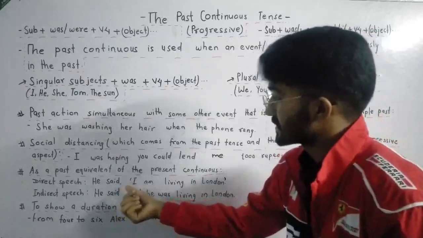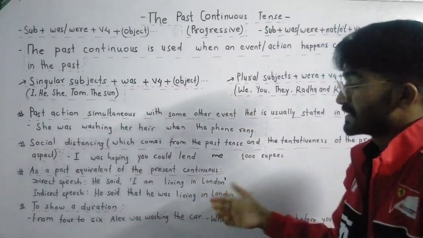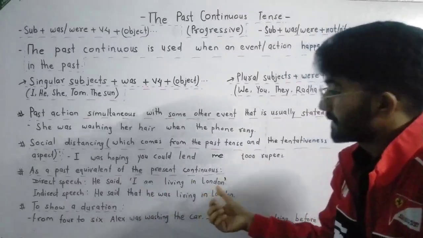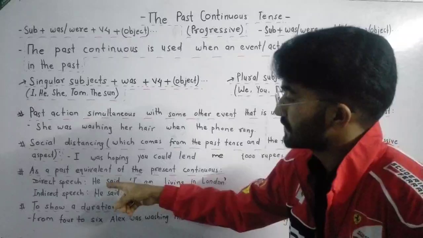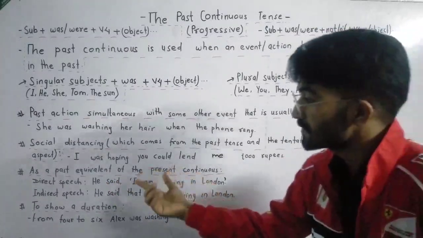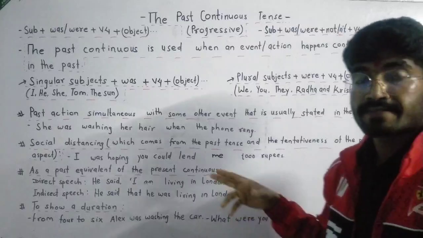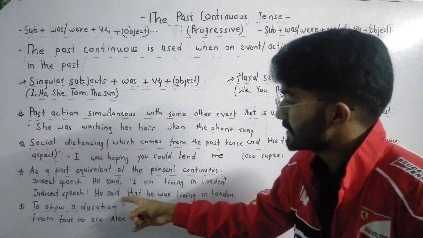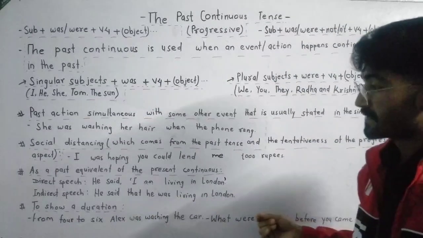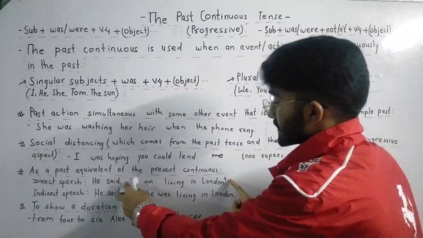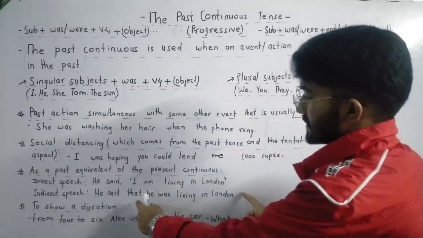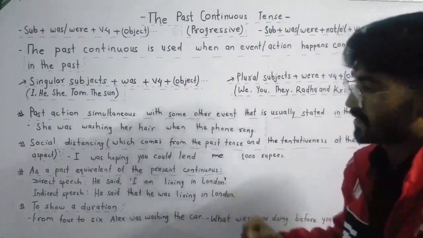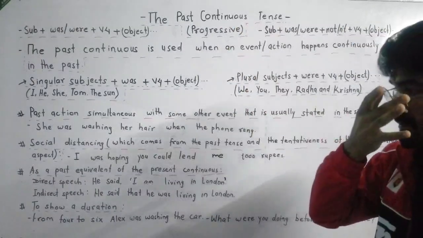Because what did he say? He said, I am living in London. The speaker said, I am living in London. Now we change the statement given by the speaker into our words, with the same meaning. That is, he said that he was living in London. This is the statement given by the speaker, and this one we changed into our own words but with the same meaning. This is how we use the past continuous tense.